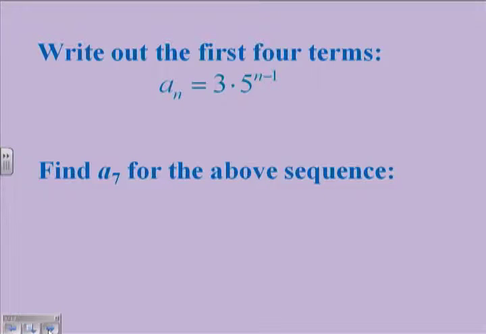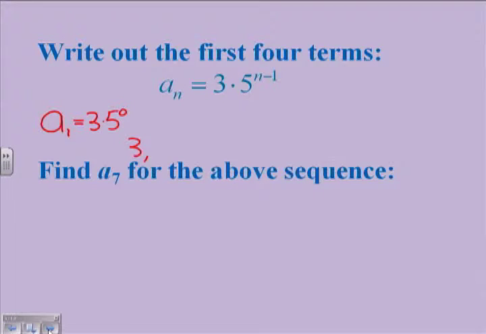Now remember from the previous lesson that this is saying the nth term. A sub n is the nth term. So if I want the first term, I let n be 1. Okay, so for the moment, n is going to be 1 throughout this equation. So I have 3 times 5 to the 0. Well, 5 to the 0 is 1, so our very first term is 3.